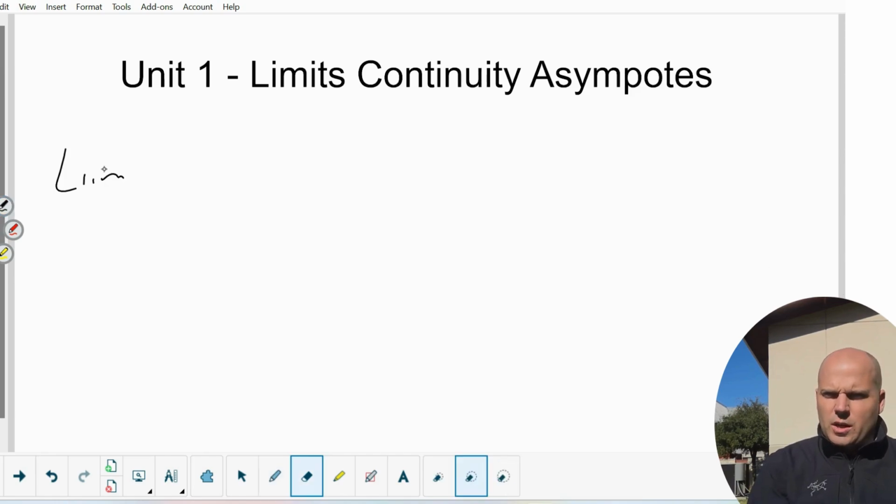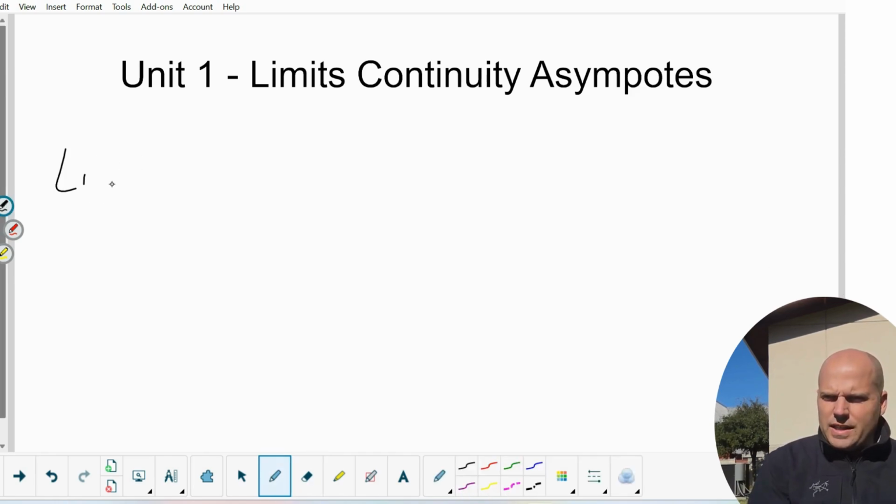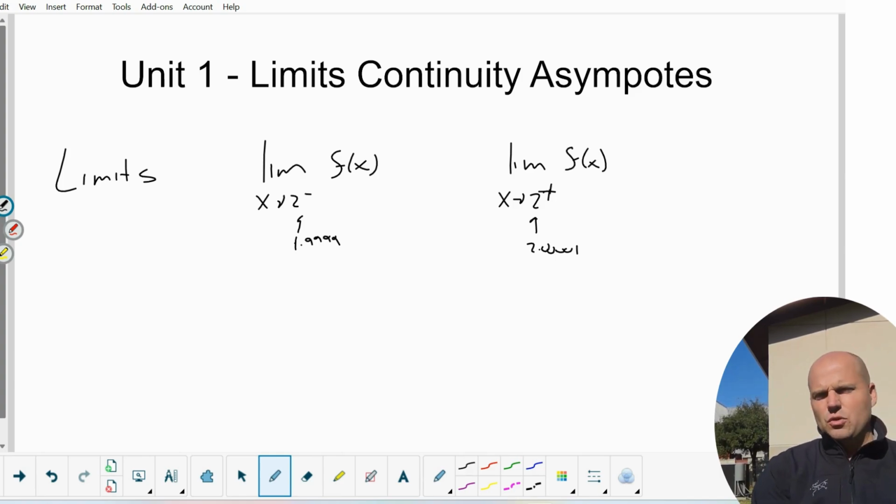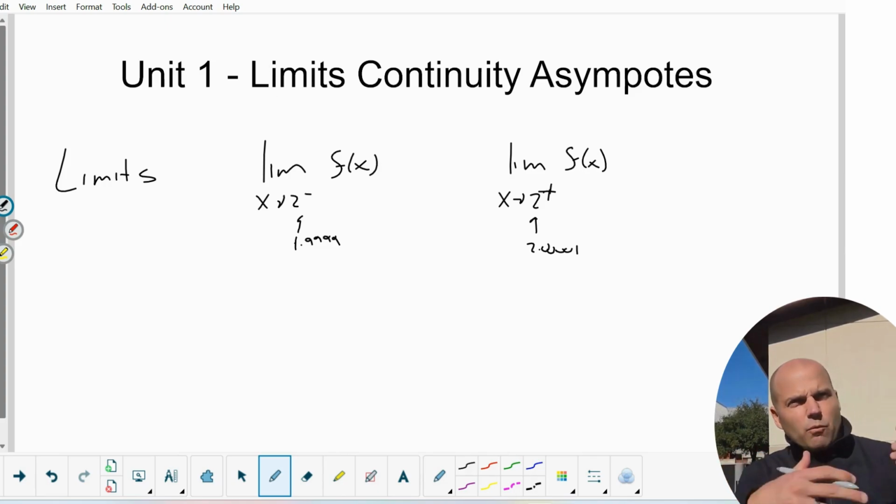Limits is when we started talking about not really plugging in the exact value, but plugging in something a little bit less than or a little bit more than a value. So if I said, what's the limit as x approaches 2 from the left, you'd be thinking about plugging in 1.99999. If you have a 2 plus, you're thinking about plugging in something just a little bit to the right of things. So we're not really plugging in 2, but we're going to get a value that's infinitely close to what we would get when we plugged in 2.